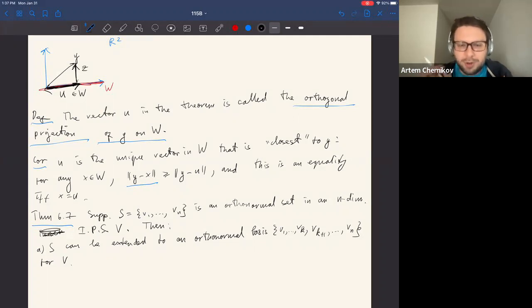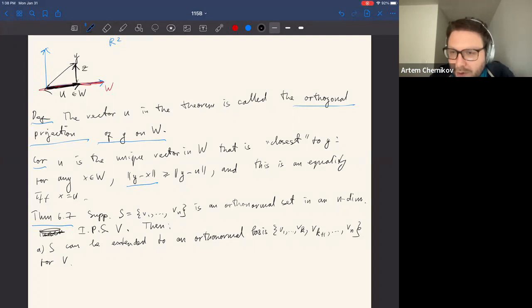So if we have an orthonormal set, we know that in particular it's linearly independent, right? Remember, orthogonality implies linear independence. So if we're given an orthonormal set, we can extend it to an orthonormal basis for the whole space.